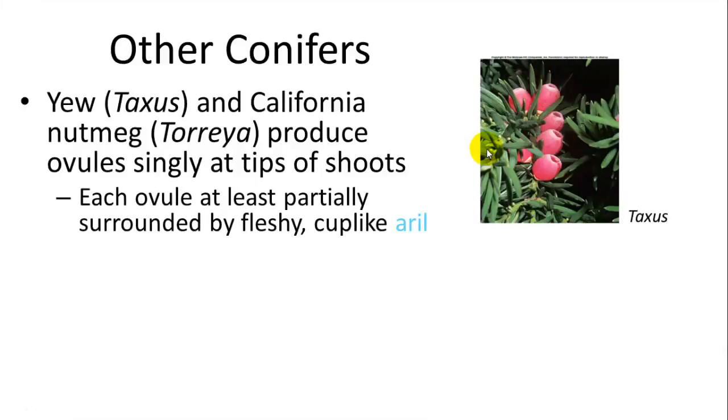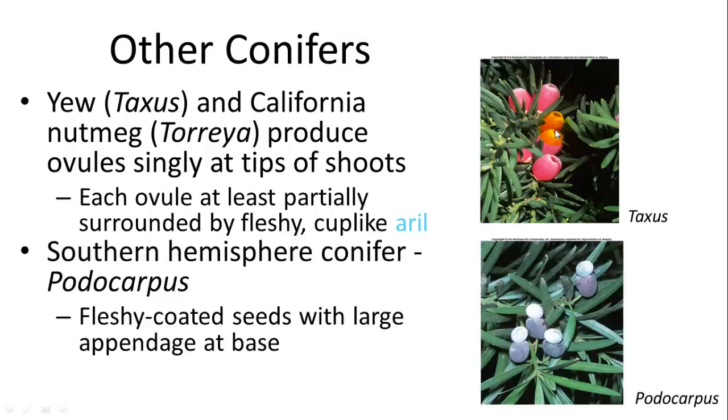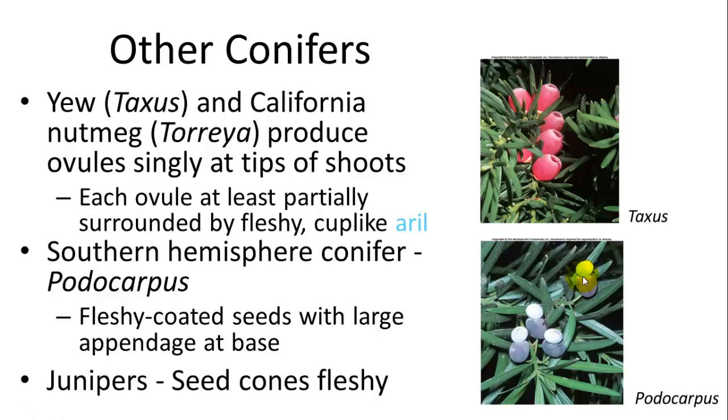All right, some other conifers which have some slight differences. The yew, from the genus Taxus, and the California nutmeg, from the genus Torreya, produce ovules singly at the tips of shoots, and each ovule is at least partially surrounded by a fleshy cup called an aril. In the southern hemisphere, you have a conifer called Podocarpus, which has seeds with a large appendage at the base, and junipers are another gymnosperm which have fleshy seeds.